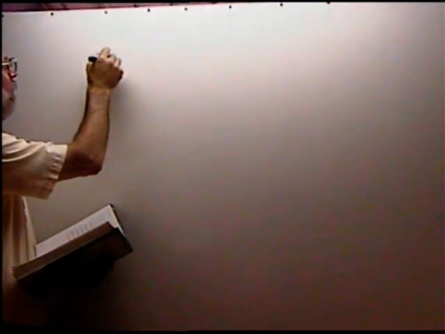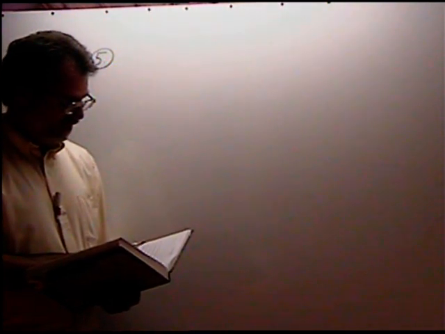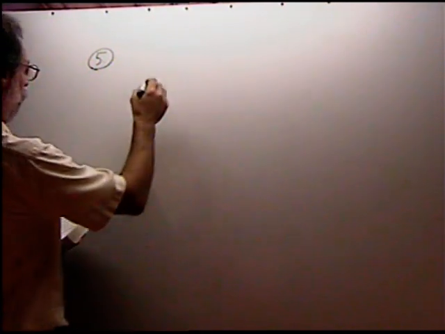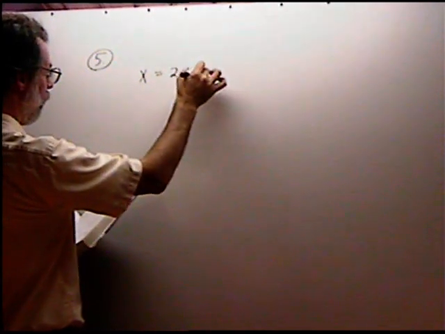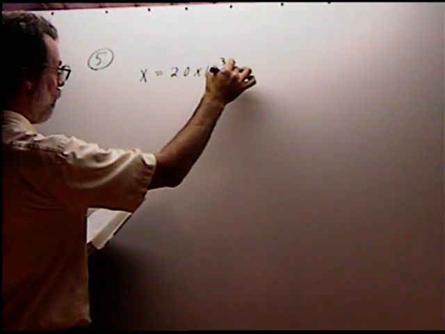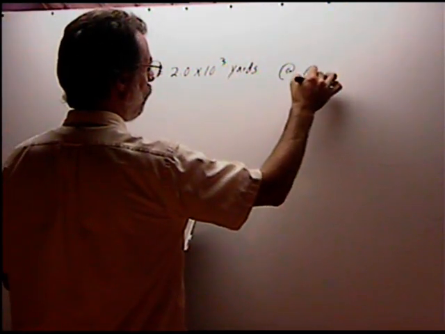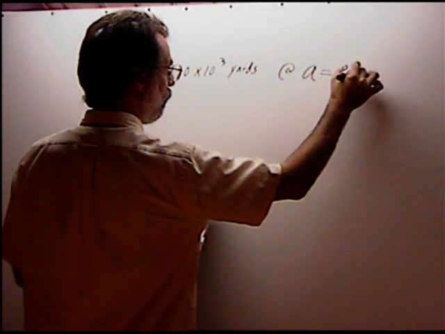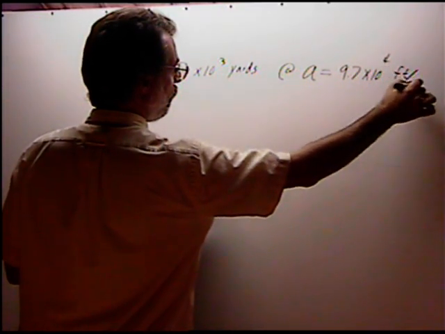Okay, number 5. A rocket ship blasts off from rest and accelerates for a distance of 2.0 times 10 to the third yards at an acceleration equal to 9.7 times 10 to the fourth feet per second squared.